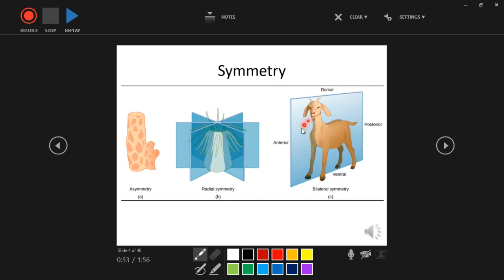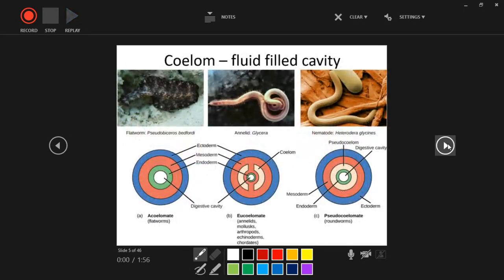And here, you will get a mirror image of the left and right. So it will go from anterior to posterior and dorsal through ventral, all right? Now, I wanted to show you on my Word document. In these animals, this cavity in the animal is fluid filled.